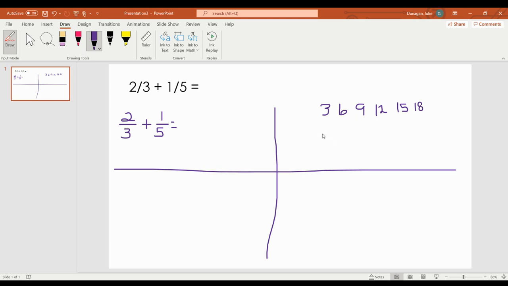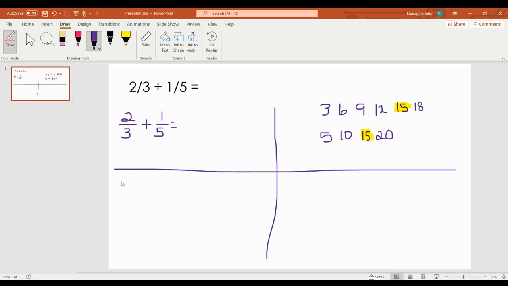Now we can skip count by 5s. We will start with 5, then 10, 15, and 20. So when we look across both rows, we will find a number that they both have in common, right? Common denominator. So when I look across my 3s, I see 15. And when I look across my 5s, I see 15. So we know that is our common denominator.